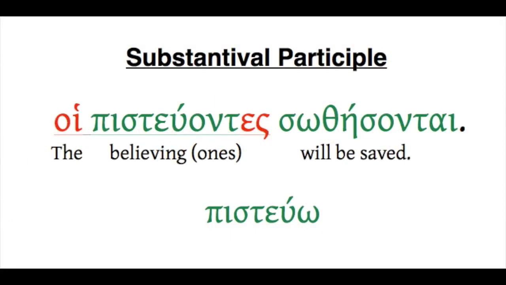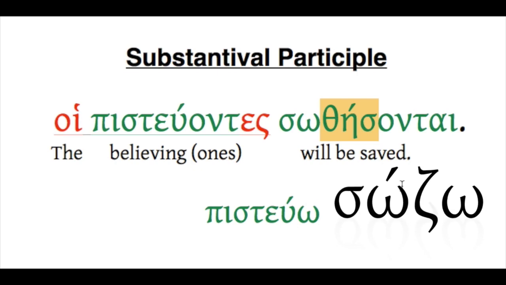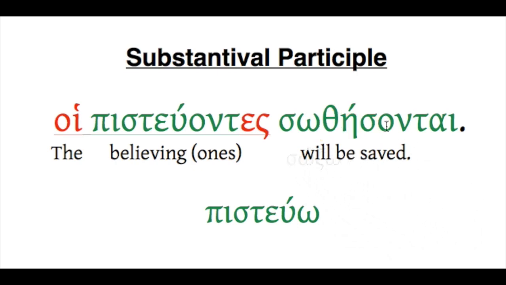Here is a participle being used substantively. In other words, it's acting like the noun of this sentence. Hoi pistuantes so theis antai. Now, maybe you remember this one, theta, eta, sigma, future passive, right? And then the antai is the third person plural, so they will be saved. From sozo, right? I save. So theis antai, they will be saved. Oh, Greek verbs, what a miracle.